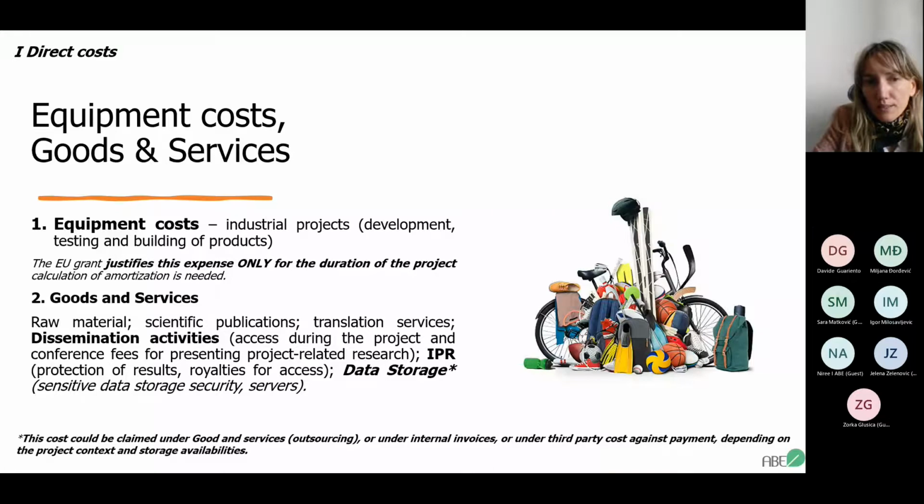Second one is, of course, goods and services, and those are costs related to raw materials, scientific publications, translation services, dissemination activities, IPR, data storage, sensitive data storage and servers, etc. Here also, for example, when it comes to data storage, this kind of cost could also be claimed under outsourcing or under third-party costs against payment, but only depending on the project context and storage availabilities. So that's the important thing.